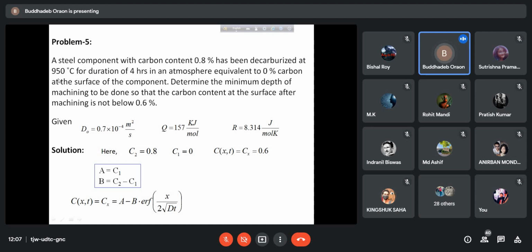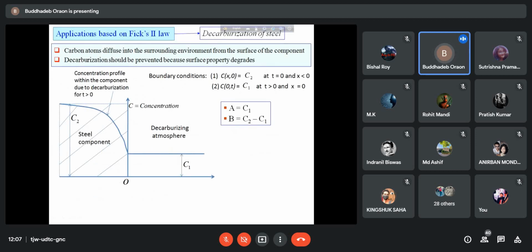Problem number 5: a steel component with carbon content 0.8% has been decarburized at 950 degrees centigrade for a duration of 4 hours in an atmosphere equivalent to 0% carbon at the surface of the component. Determine the minimum depth of machining to be done so that the carbon content at the surface after machining is not below 0.6%.